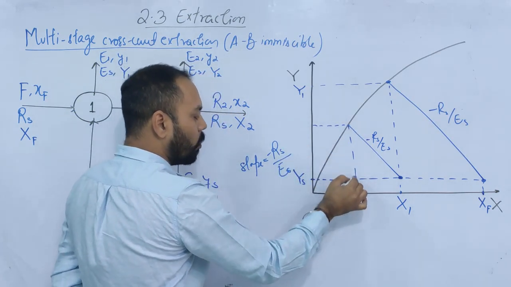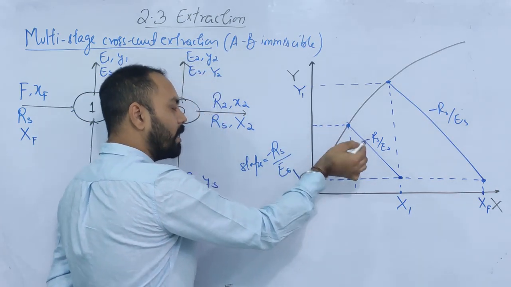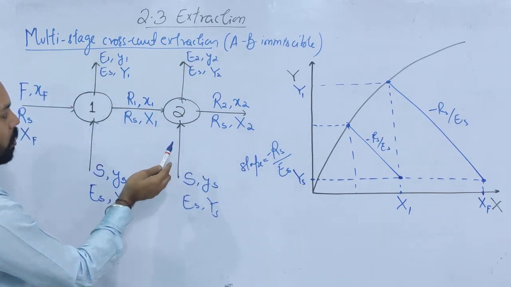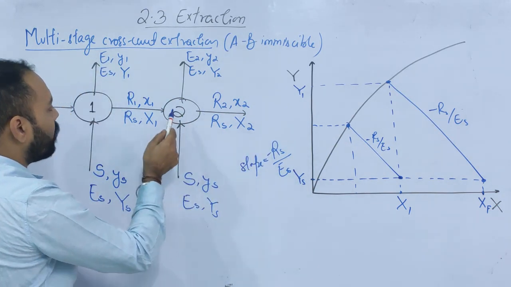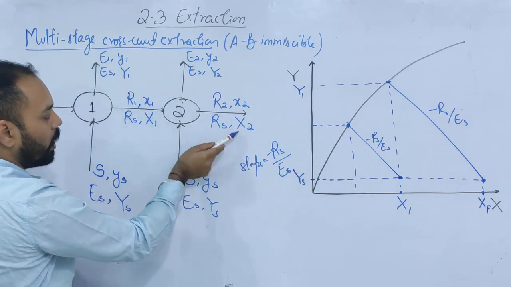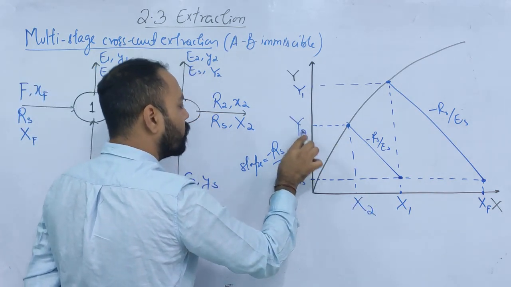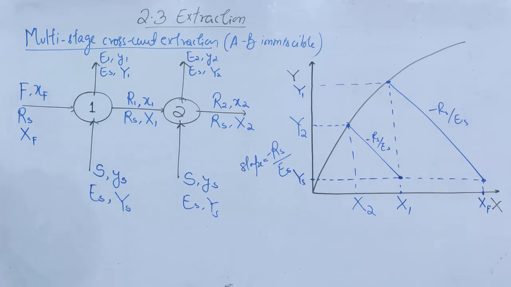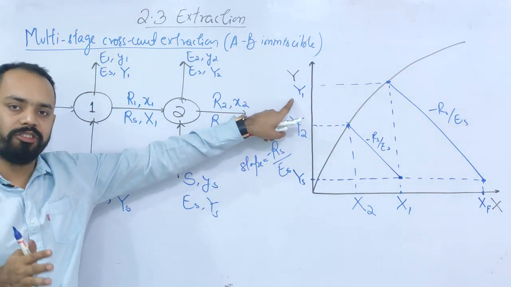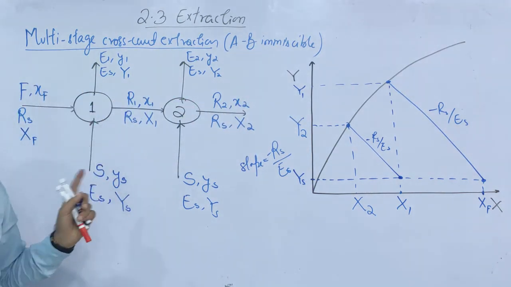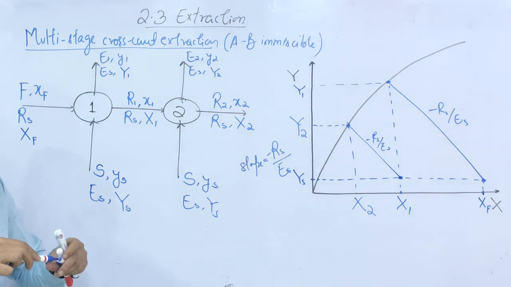So what should be the coordinate of this point? Again it lies on the equilibrium. So this point must be y2 and x2. So that is x2 and that is y2. That is the solute free axis diagram of this process. Now you can verify. Let me clarify a few things.